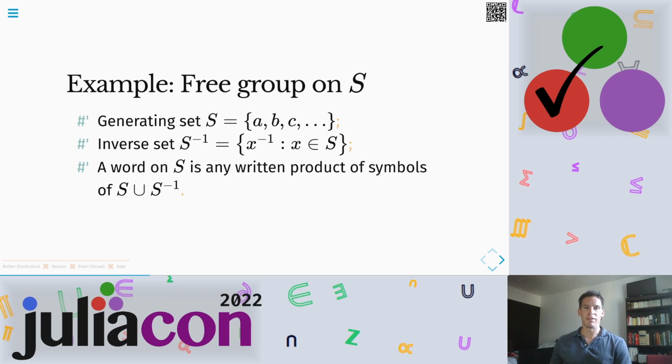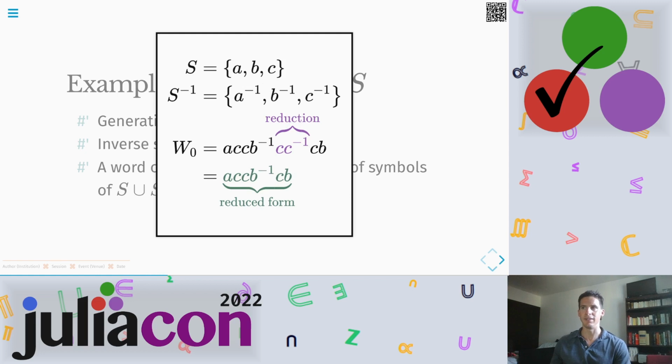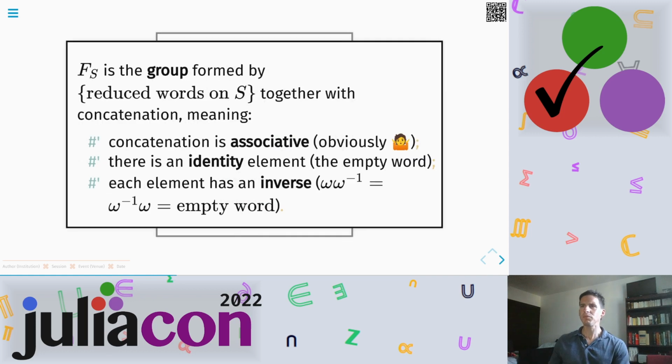And any product of symbols of the union of those sets is called a word. So for instance, if S is the set ABC, inverse S is inverse A, inverse B, inverse C. A simple word might be W naught here with those letters. And as you can see, we have C and inverse C adjacent in W naught. We can delete them. This operation is known as a reduction. And by doing so, we get the reduced form of W naught. So Fs is the group formed by the set of reduced words on S, together with concatenation.